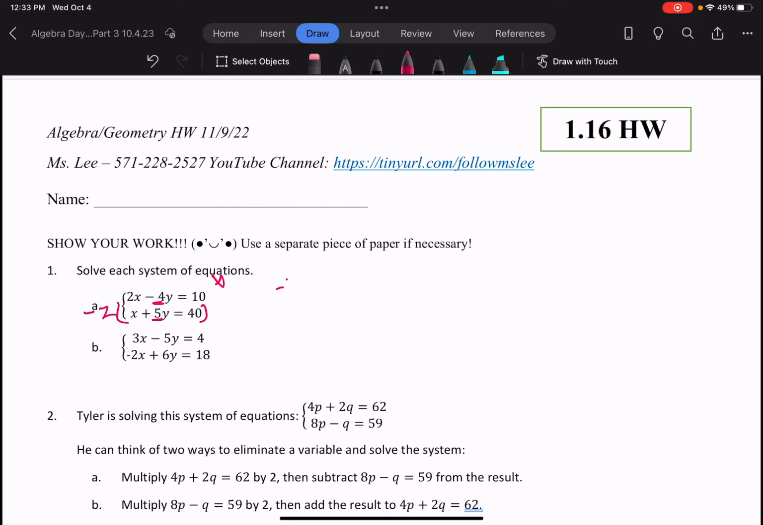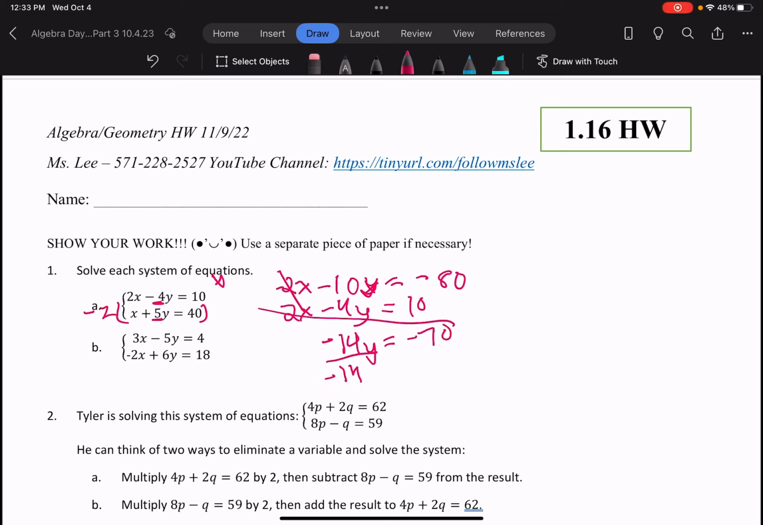This is going to give me -2x minus 10y equals -80. And then I'm going to combine that with 2x minus 4y equals 10. All right, these will now cancel out and we'll be left with -14y equals -70. Divide both sides by -14, and we will get y equals 5.